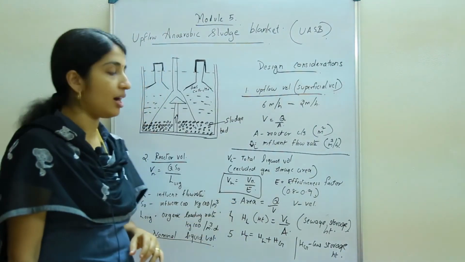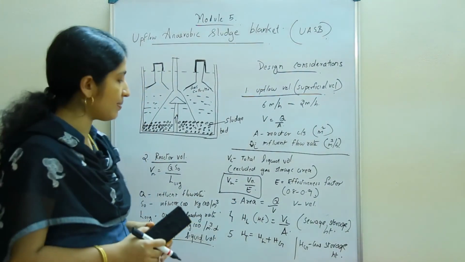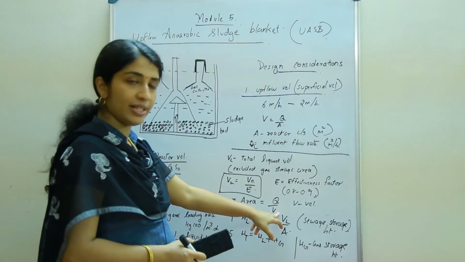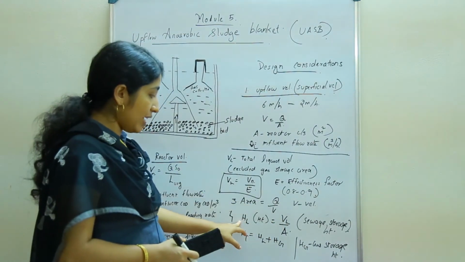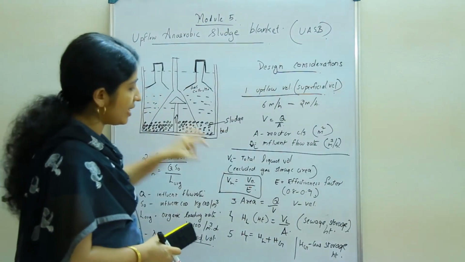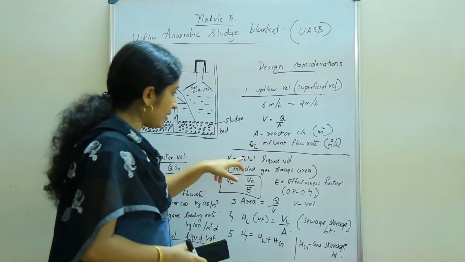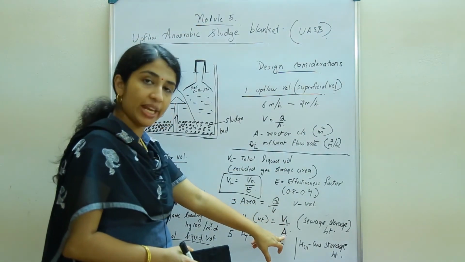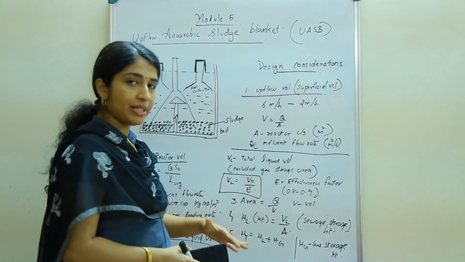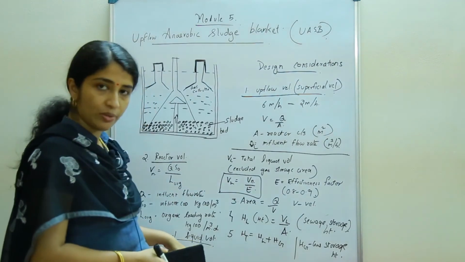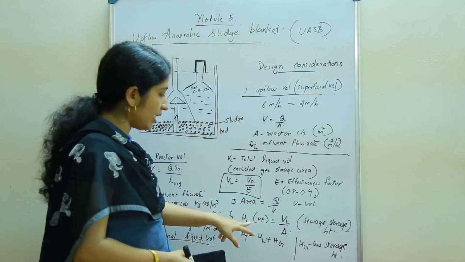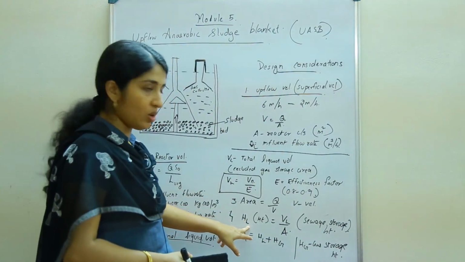Next is the area. The area of the system is given by Q divided by V, where Q is the flow rate and V is the velocity. Then we can find the liquid height: the sewage height is equal to the total liquid volume divided by the cross-sectional area of the reactor. For all design purposes, the volume we take is not the nominal liquid volume but the total liquid volume. So VL divided by the area of cross section gives the height of wastewater.